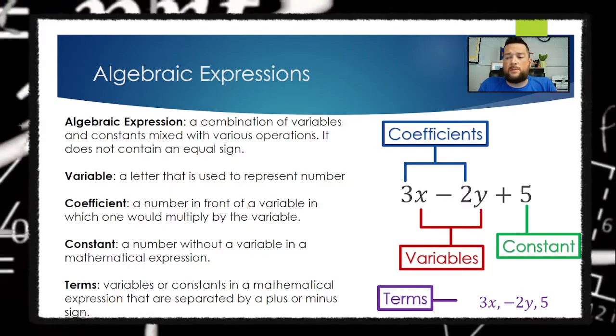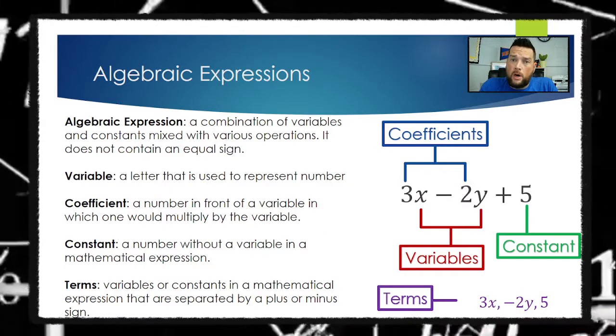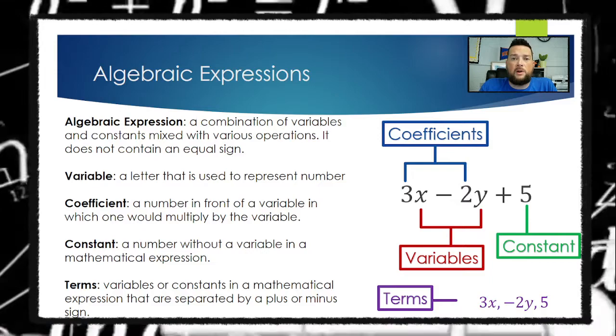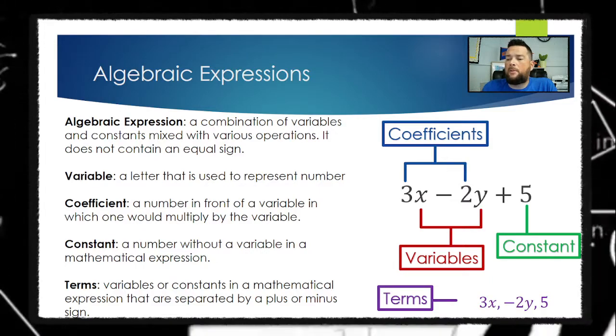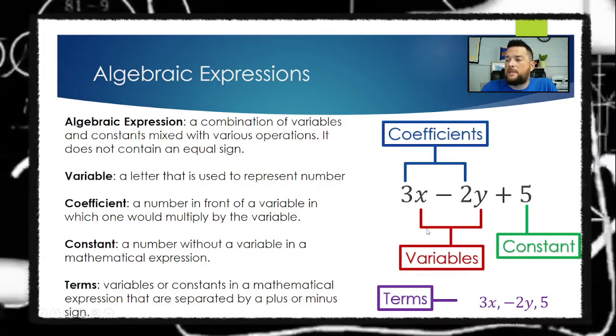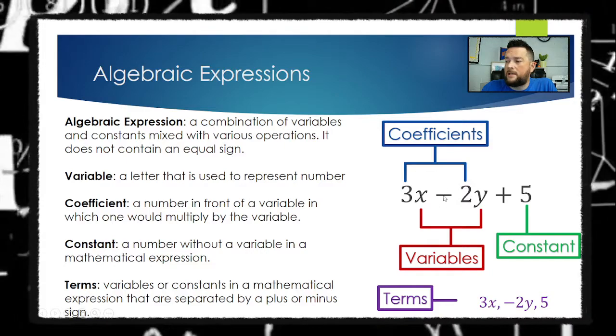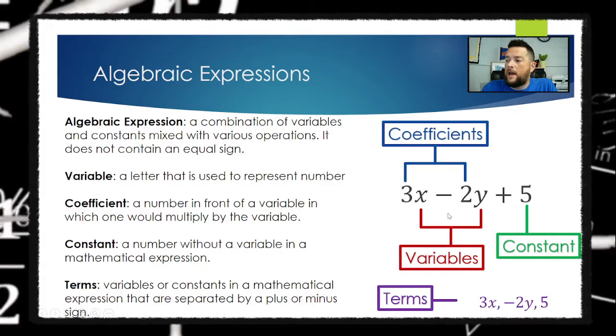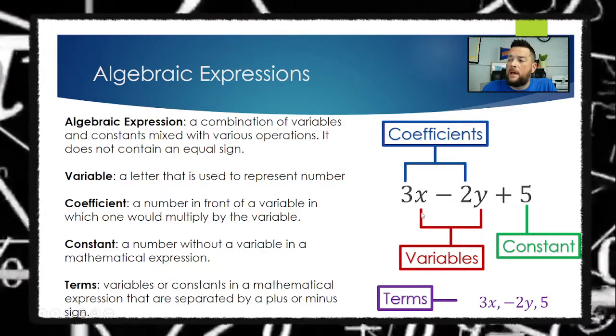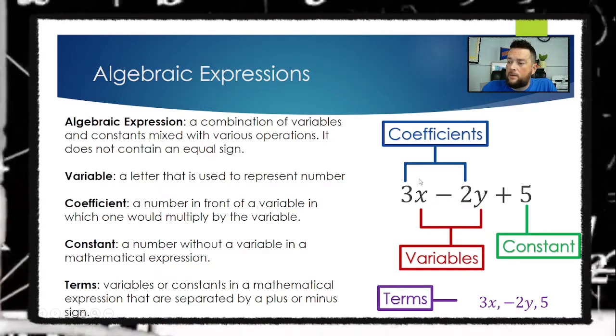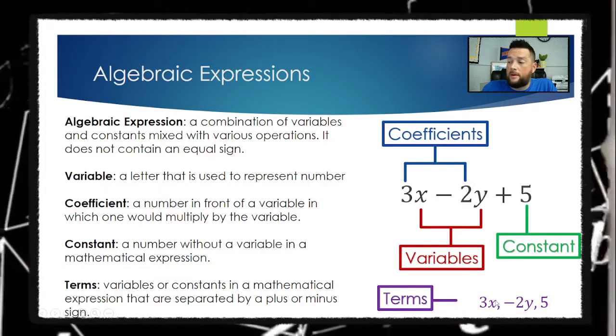The terms of an expression are variables or constants in a mathematical expression that are separated by a plus or minus sign. So in this case right here, you see this minus sign and this plus sign. You can kind of see them as separating points. In front of that minus sign, you see a 3x. That's one of the terms, right?